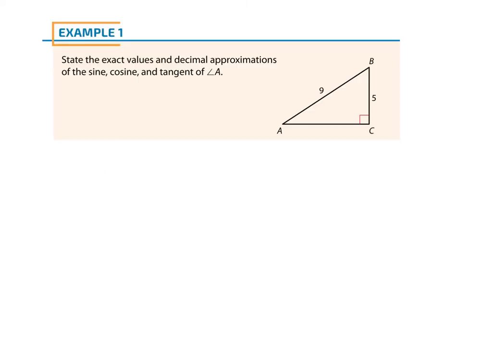State the values of the sine, cosine, and tangent of A. All right? So the first thing we're going to do with this triangle is label it based on angle A. So you're going to find angle A. Make sure you know where that is. Which of these side lengths is your hypotenuse? The 9. Which is your opposite? The 5. Which leaves this side as the adjacent.